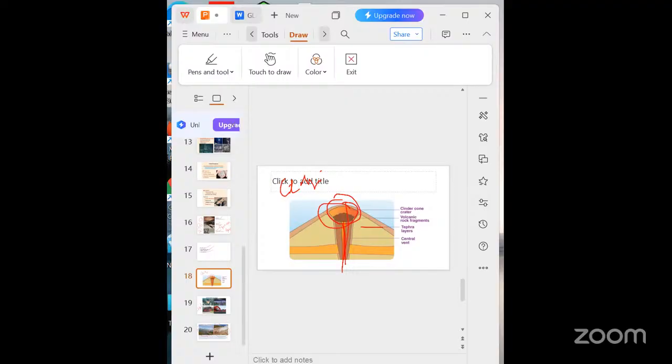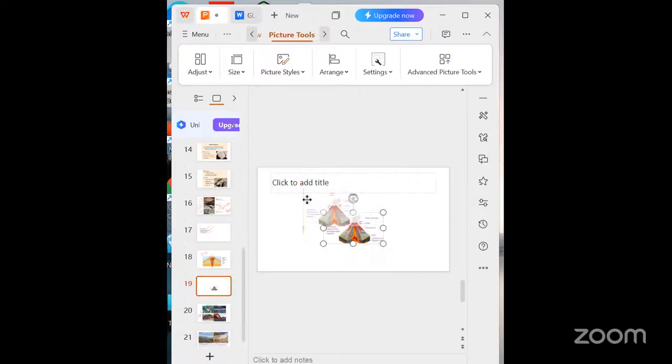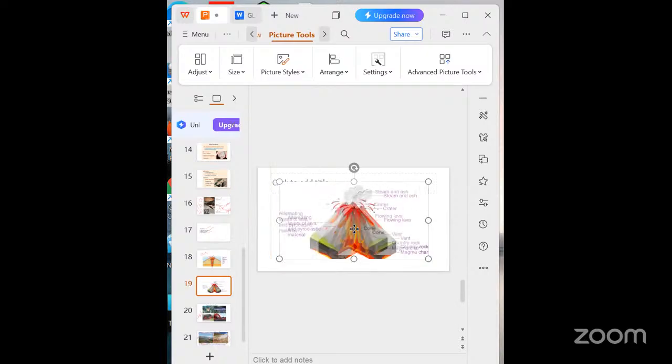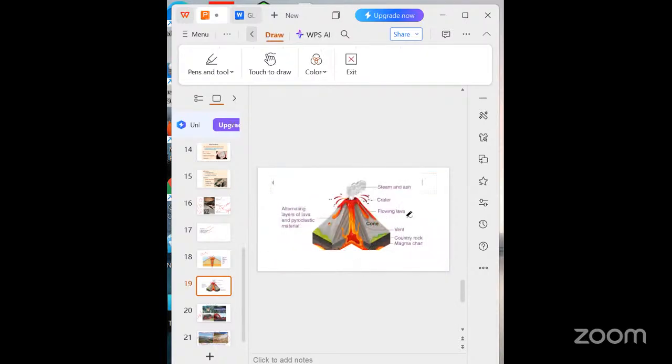And the second one is composite volcano. Composite volcanoes are steep-sided, right? Steep-sided volcanoes composed of many layers of volcanic rocks. Usually, they are made from high viscosity lava, right?